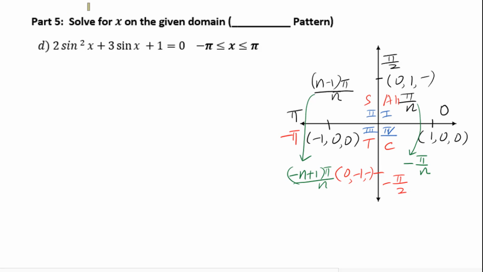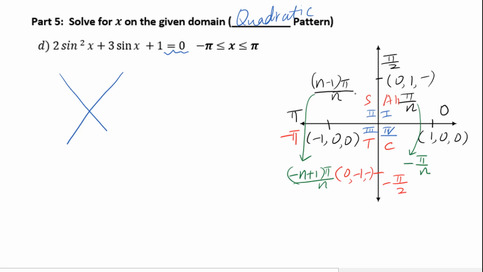2 sine square x plus 3 sine x plus 1 equal to 0. We know this is a quadratic pattern. You need to get equal to 0 form. This is equal to 0. Therefore, you cannot have a common factor. So we need to go to ninja x.